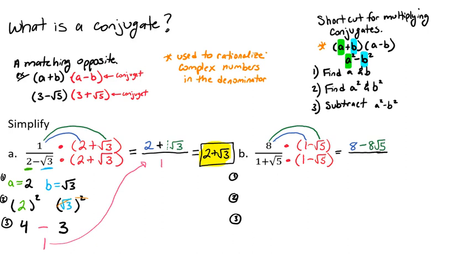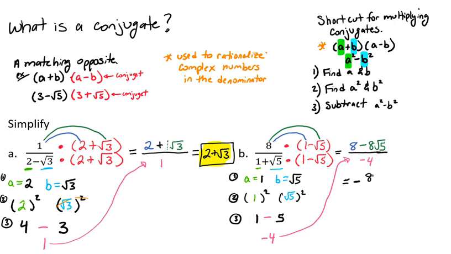So here, you should have found an a value equal to 1 and a b value equal to the square root of 5. Then, when you squared those values, you should have gotten 1 and 5. And when you subtract them, that gives you the negative 4. So we're going to take that negative 4 and put it up into our answer. So we're going to go ahead and rewrite that, and we're going to move our negative out to the front.